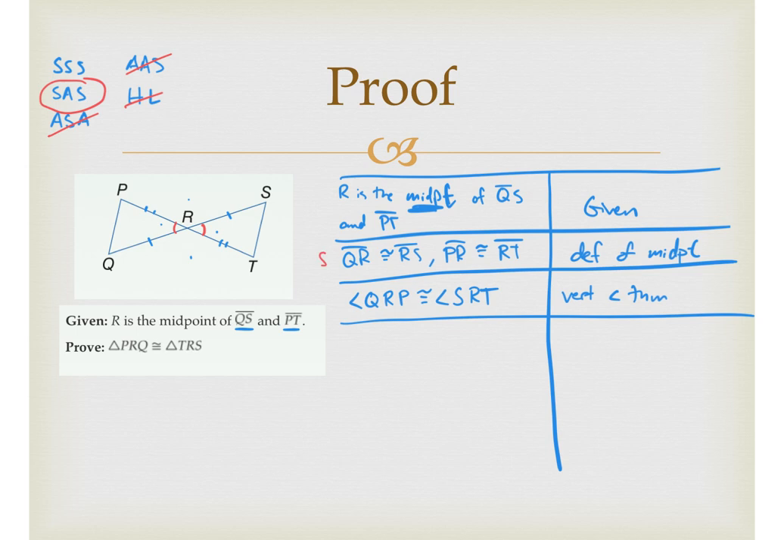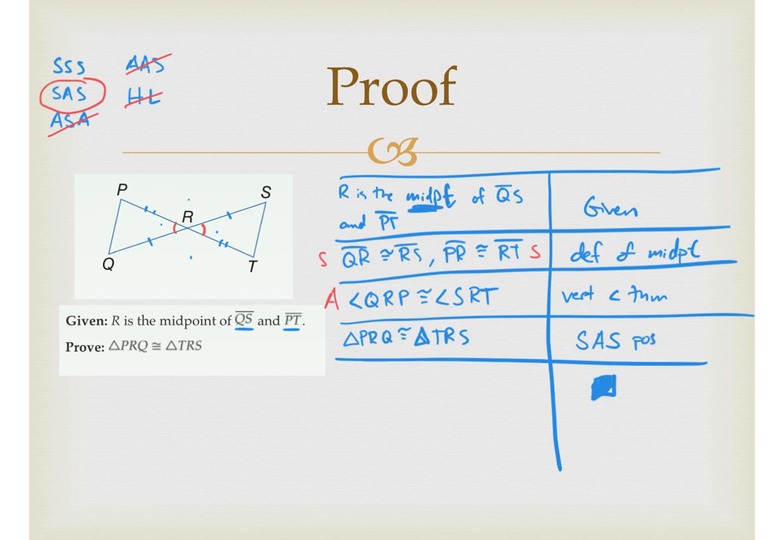Okay. That being said, I'm going to do one last look over my proof. Here's one side. Here's my angle. Here's the other side. All the information that I need is in my proof. And so I'm going to say that these two triangles are congruent because of the side, angle, side postulate. Sign off and you're done.